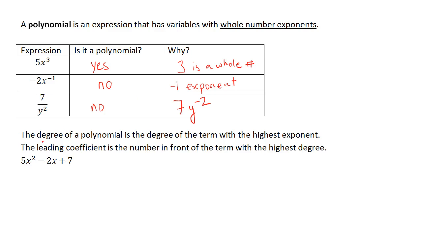So this exponent is a negative, so it is not a whole number, and this expression is not a polynomial. Now the degree of a polynomial is the degree of the term with the highest exponent. We've got three terms here: 5x squared, minus 2x, and 7. So what's the degree of this polynomial? Well, the degree is equal to 2. Why? Because this exponent is a 2, this exponent is a 1, and this exponent is a 0. The biggest of those three exponents is the 2, so the degree of this whole polynomial is 2. Now, the term that has the largest degree, the number in front of that is called the leading coefficient.